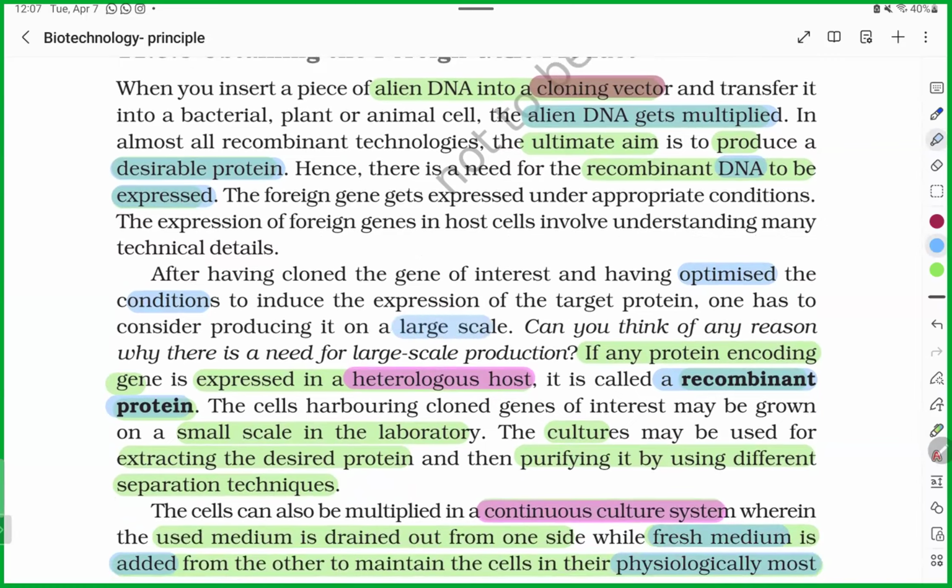So if any protein encoding gene is expressed in the host, it is a heterologous host, and the protein will be known as recombinant protein. Why heterologous? Because you have a host with different DNA. That's why hetero means different nature. Correct?